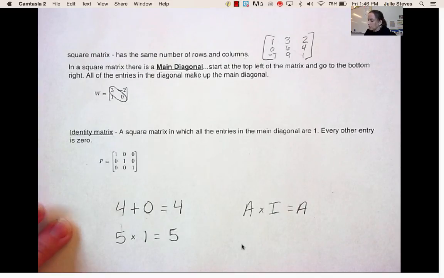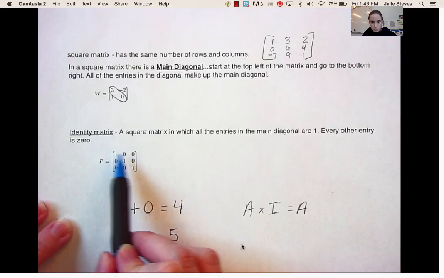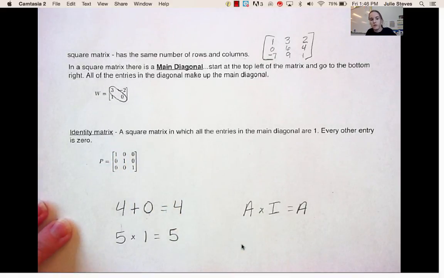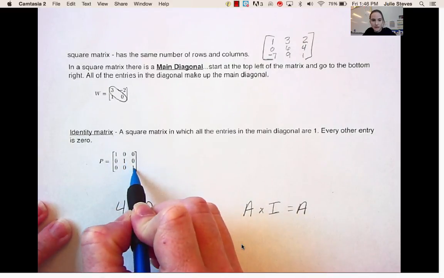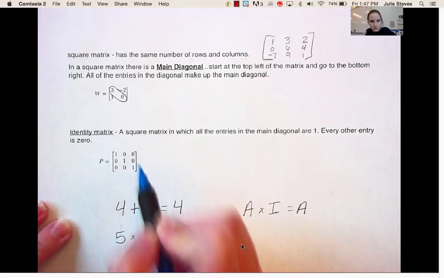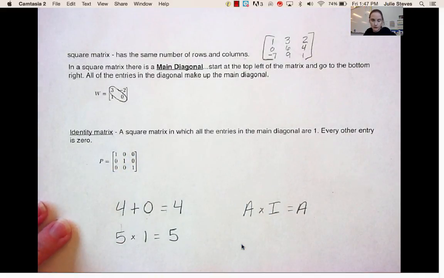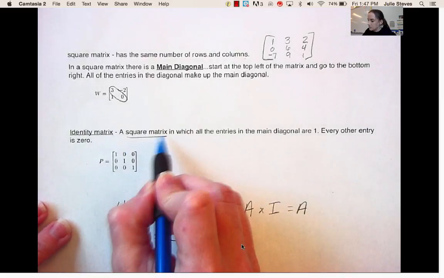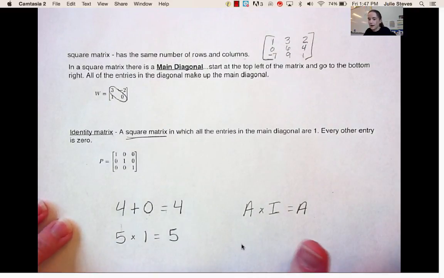The identity matrix looks very special. An entry of 1 only exists in the main diagonal. Each main diagonal entry is a 1. All of the others have to be 0. And of course it has to be a square matrix. So make sure that you understand all of that.